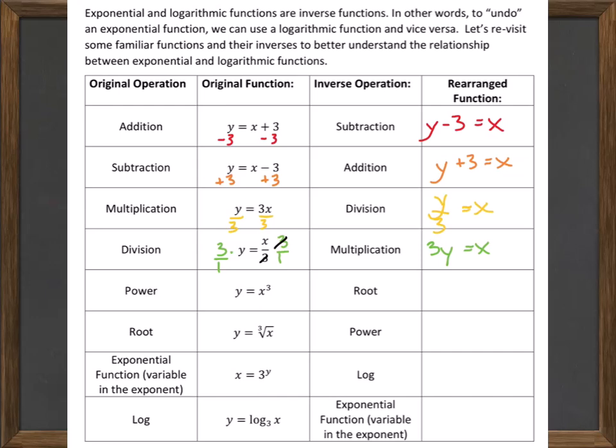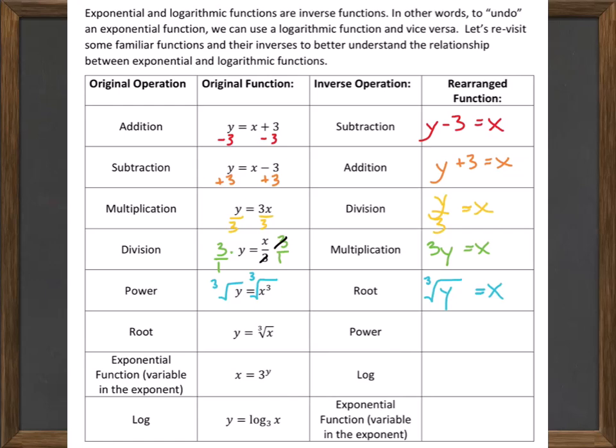All right, so now we're going to get into something a little trickier. We have power. So we have y equals x to the third power. How do we undo the third power? Well, you might remember we take the third root of both sides. So this equation rearranged is the third root of y equals x. Again, y equals x cubed and the third root of y equals x are saying the same thing. They're just rearranged.